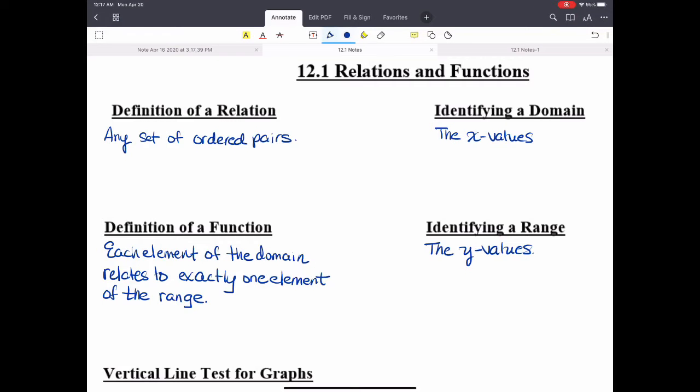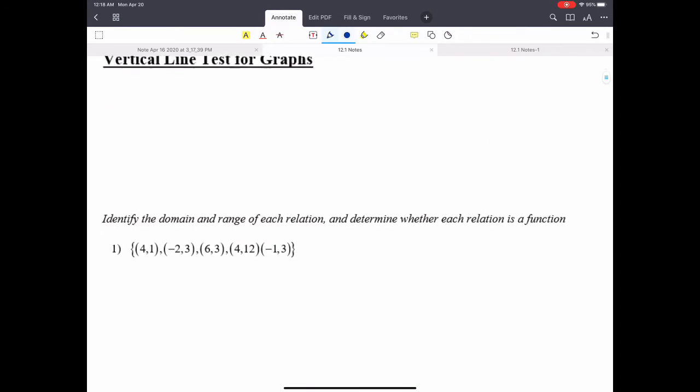The definition of a relation is any set of ordered pairs. Just anything that you see where there's an x and a y is going to be considered a relation. Now, a function is a type of relation. So I guess you can almost make a flow chart in there. A function is a type of relation where each element of the domain relates to exactly one member of the range, or element of the range. Vertical line test, I'm going to skip that.